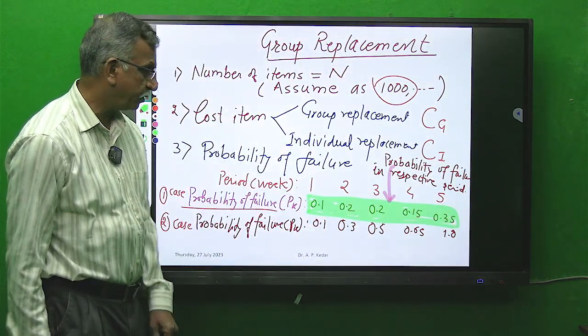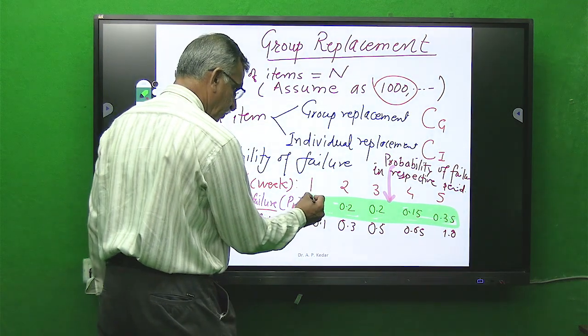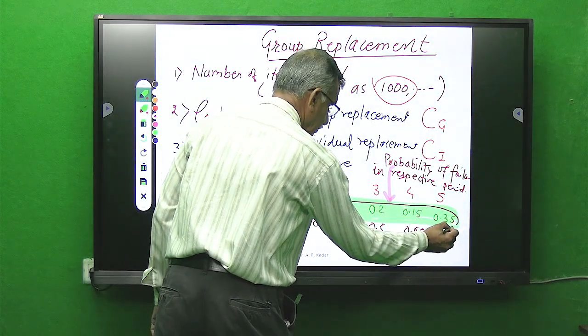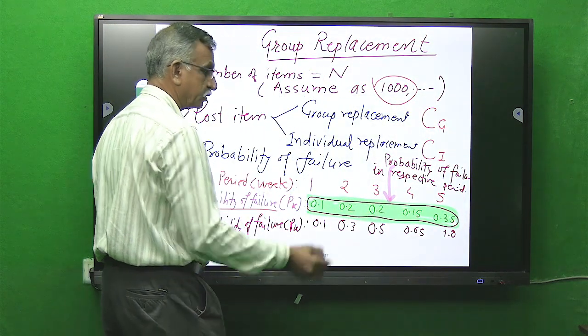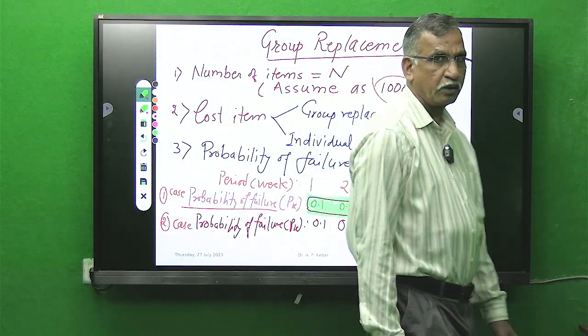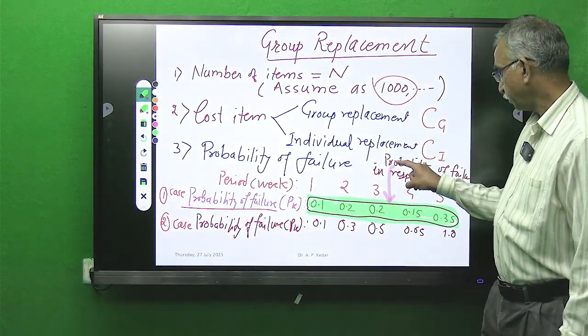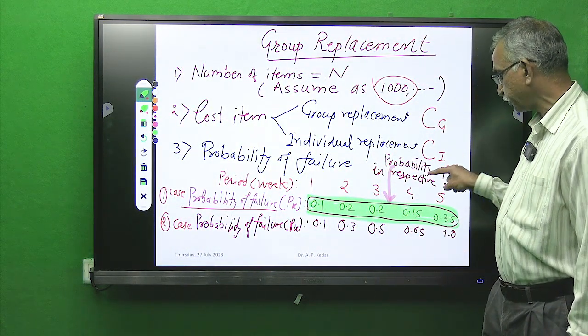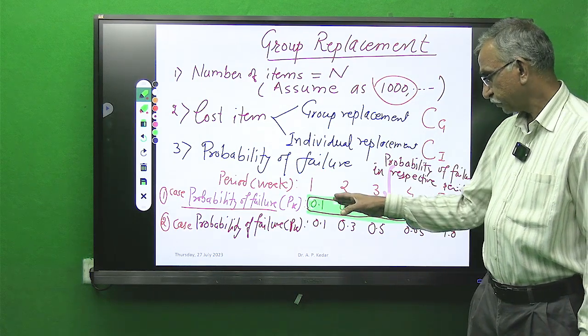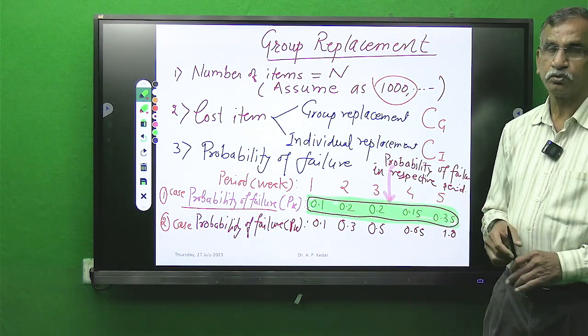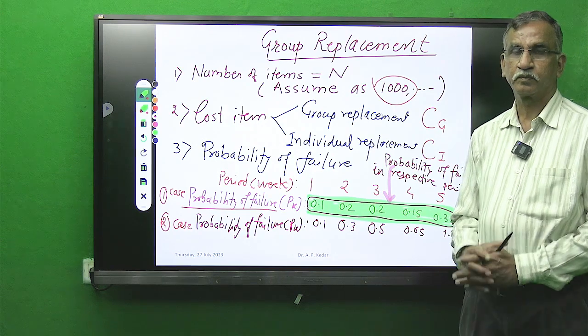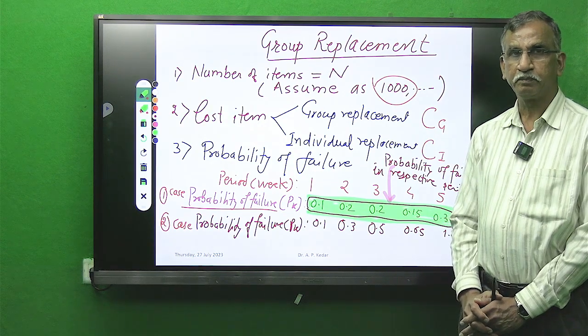To solve the problem, you must have your probability in this fashion only. Again I am stressing, and therefore I have written probability of failure in respective period. So how to check in exam when you are attempting the problem?